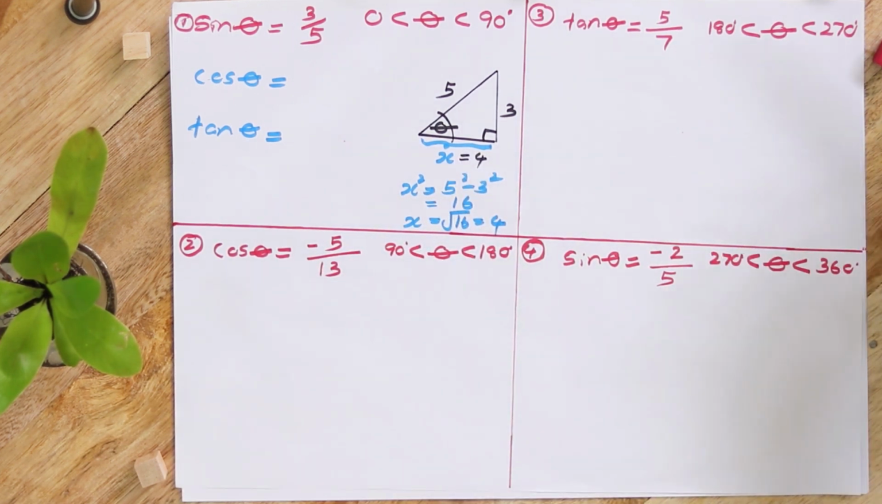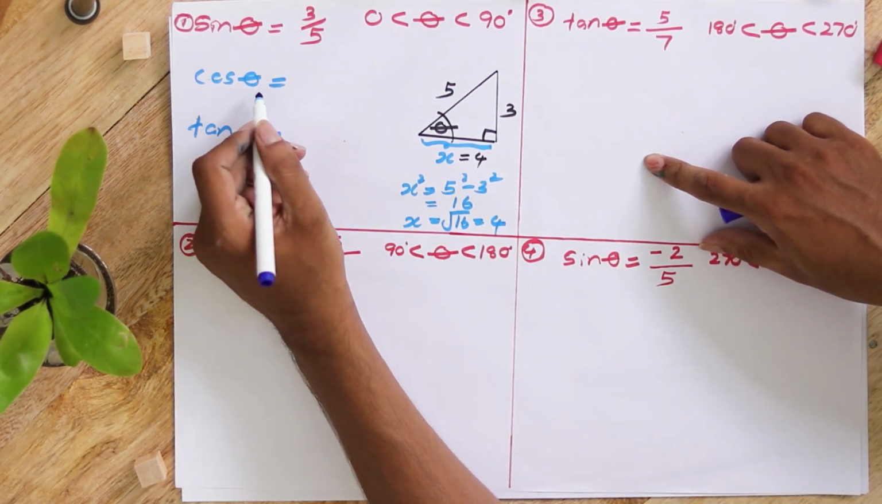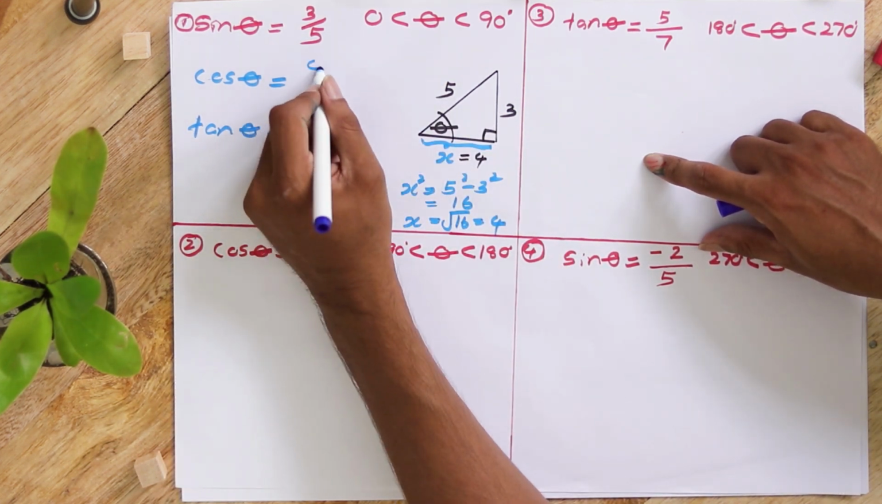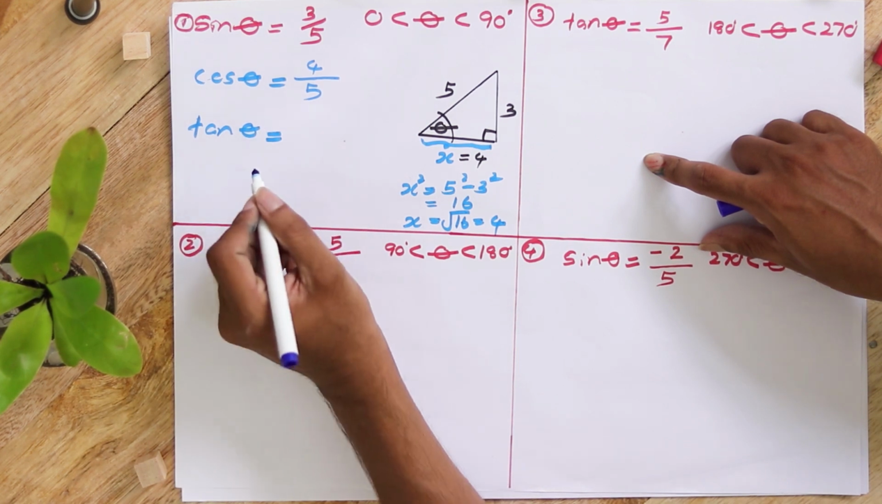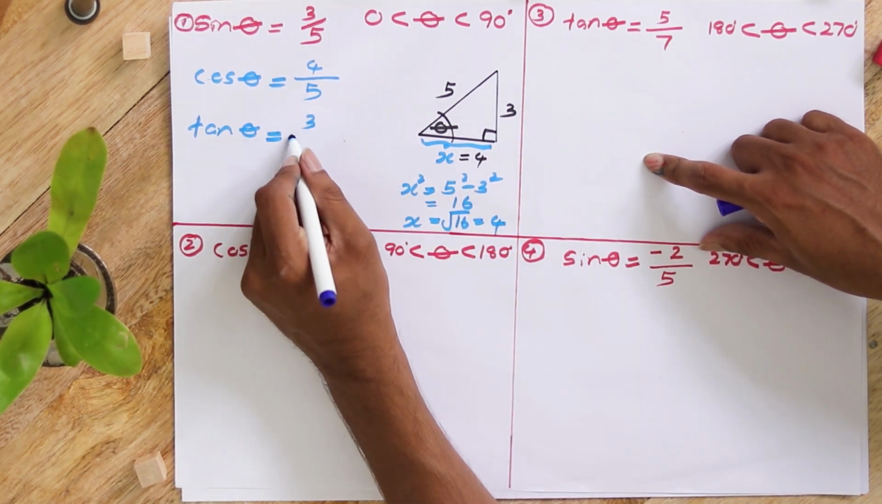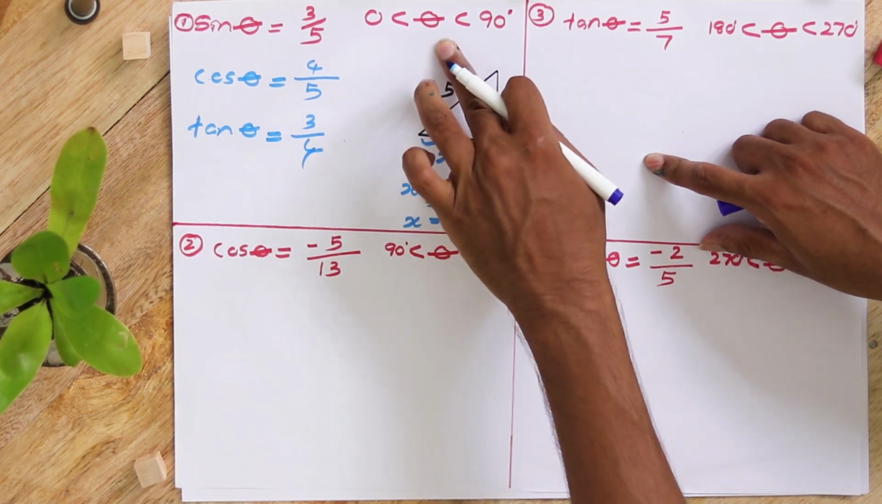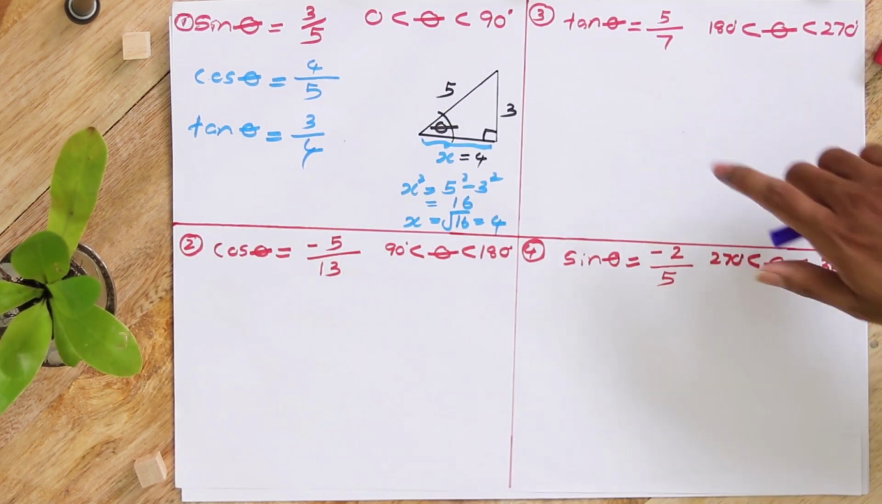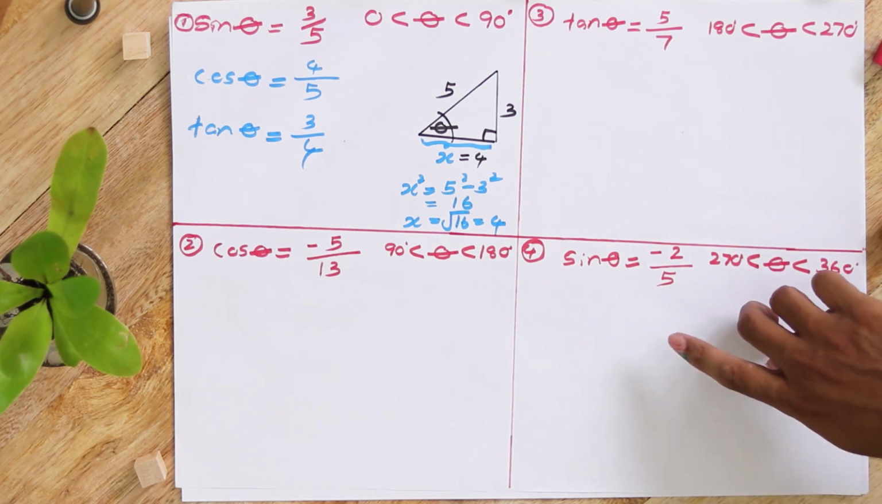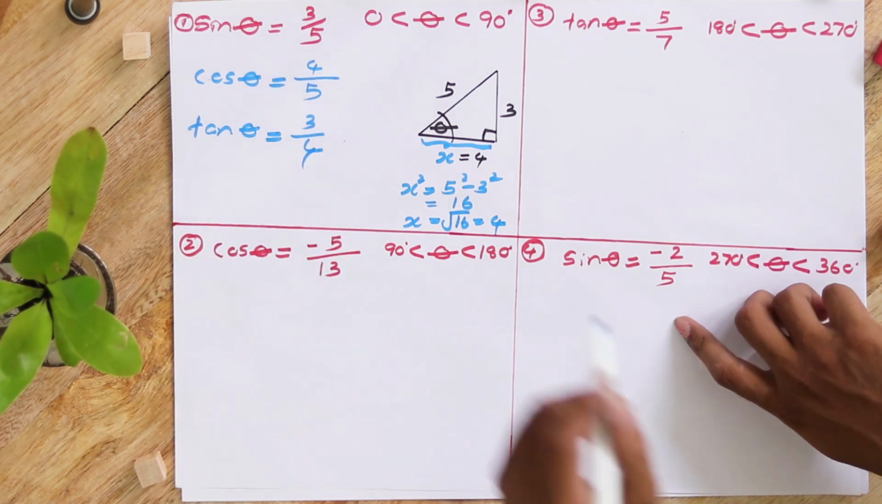So cos theta means adjacent side over hypotenuse, which is 4 over 5, and tan theta means opposite side over adjacent, which is 3 over 4. Now we have to look into this. Between 0 and 90 means it is the first quadrant. All STC, all, that means sin, cos, tan, all will be positive. So this is a positive value, this is a positive value.